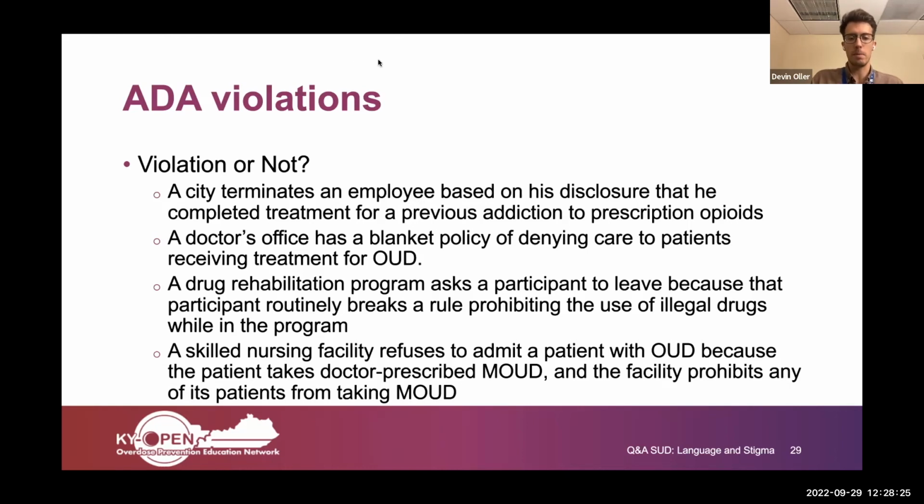A doctor's office has a blanket policy of denying care to patients receiving treatment for opioid use disorder. Violation, yes or no? So I'm seeing some yeses. This is an ADA violation as well.